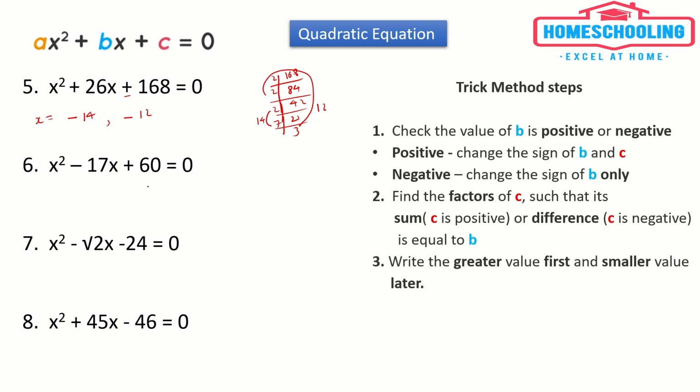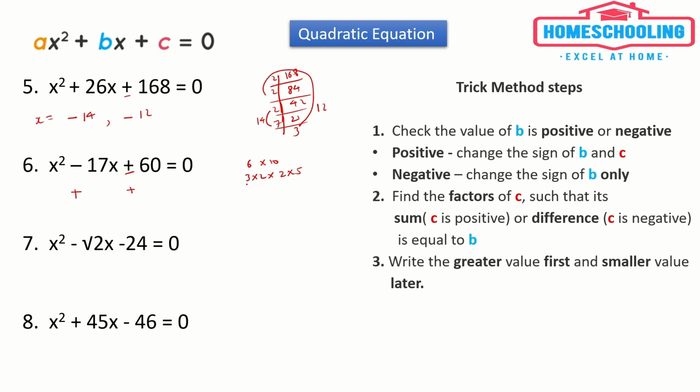Now, in question number 2, the value of b is negative here. So we will change the sign of b only. So b will be positive and this will be positive. And 60 can be written as 6 times 10. And 6 can also be written as 3 times 2, and 10 can be written as 2 times 5. And as we can see, the value of c is positive, so the factors' sum should be equal to 17.